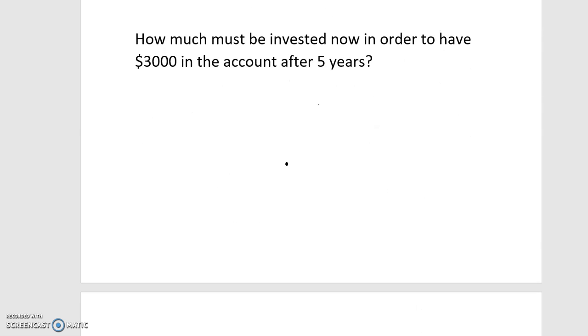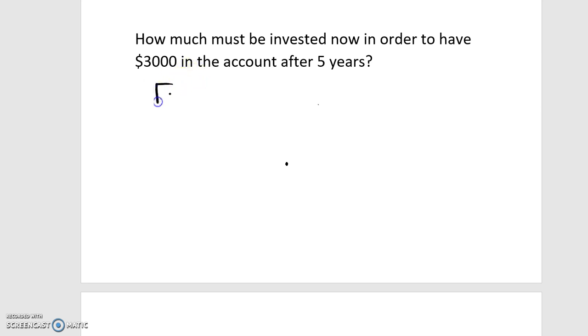So we know how to use the formula in order to find the future value, but what if instead of knowing how much we have to invest now, we want to know how much should we invest now in order to have a certain amount in the future? So we're still using our example of the 6.5% compounded continuously, but we want to know how much do we need to invest now in order to have $3,000 in the future.